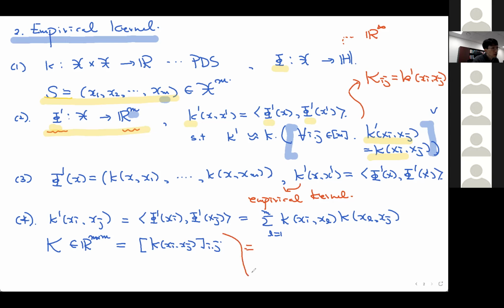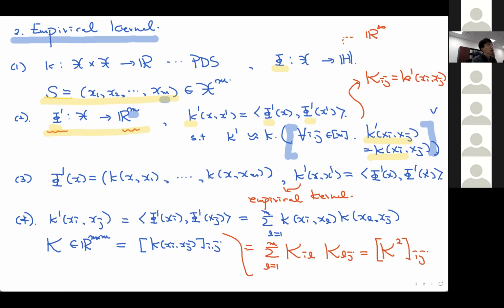So then the calculation can be continued, and this is the same as the sum over l equal to 1 to m of kernel matrix K_il, and then kernel matrix K_lj. So that is the same as the kernel matrix squared. If you multiply the kernel matrix with itself, the ij entry. So this is not exactly what we want.